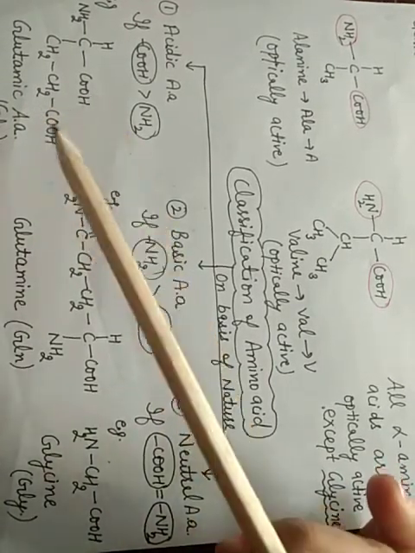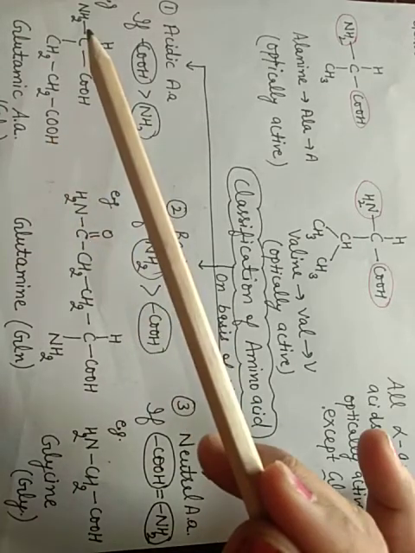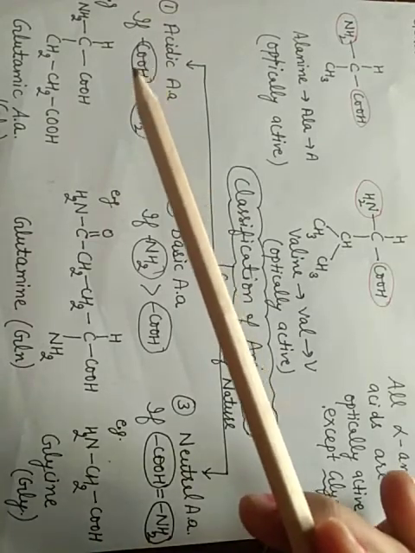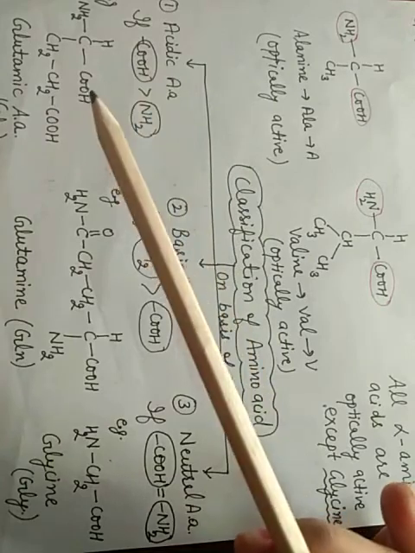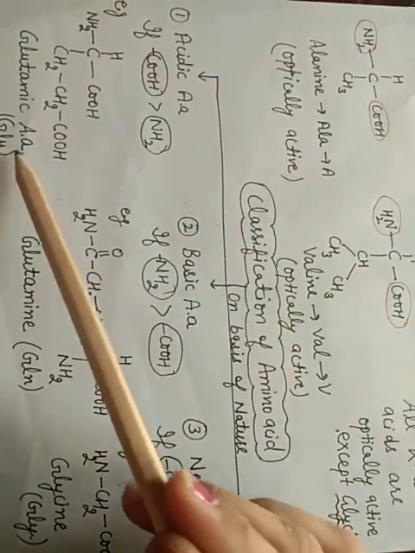In this glutamic amino acid, 2 carboxylic acid groups are present, but one NH2 group is present. It means this number is greater than this number. That's why it is an acidic amino acid. It is represented by GLU.